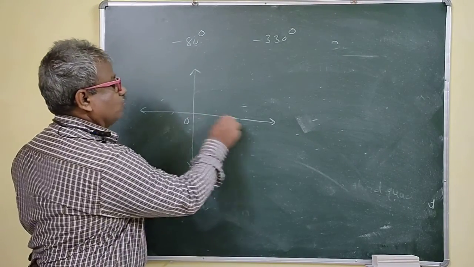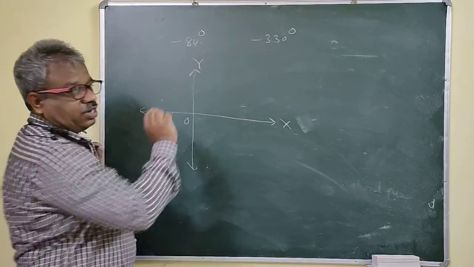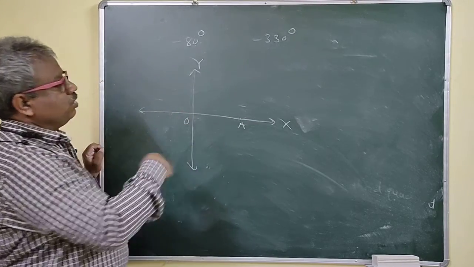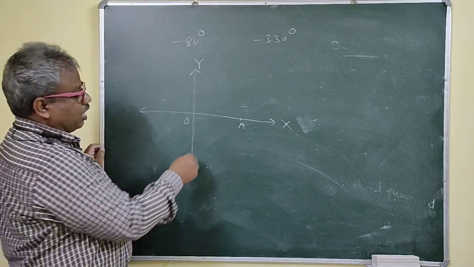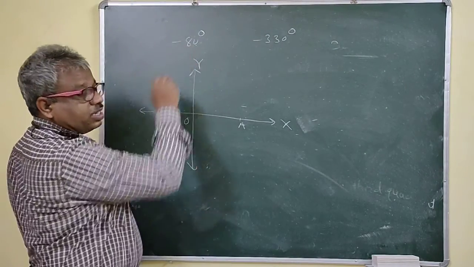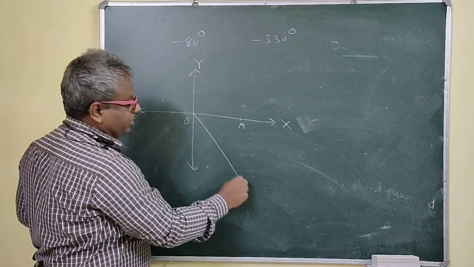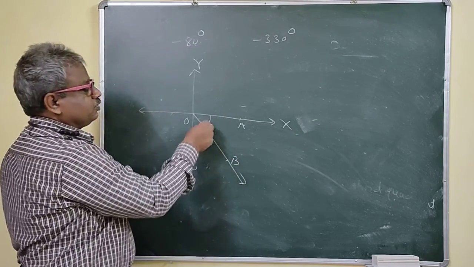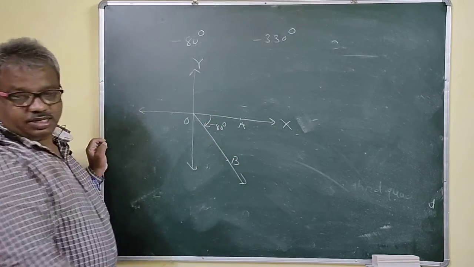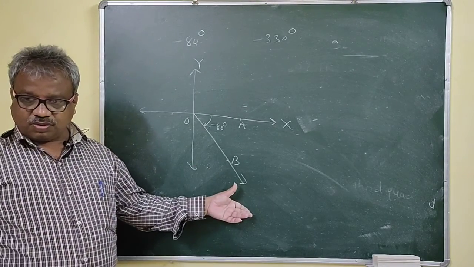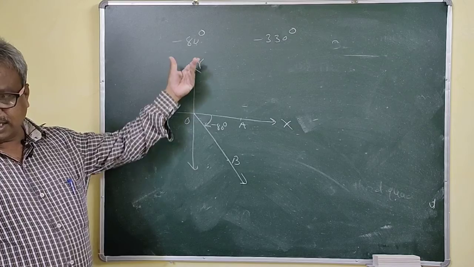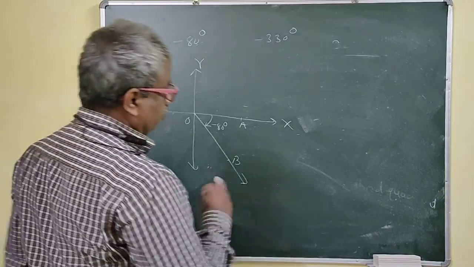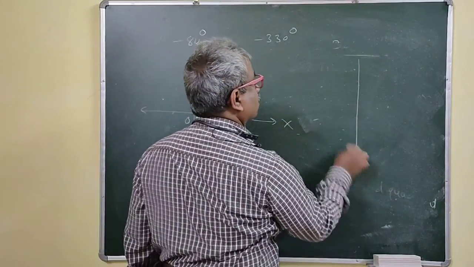So this is O. First we write O, X and Y. Then we write here A; this is the initial arm, right? Minus 80 is in the clockwise direction. This is 90 degree, and this is 80 degree, so you will be here. This will be your B, and this angle is minus 80 degree. Now where is the terminal arm? In the fourth quadrant, right? So the terminal arm of angle minus 80 degree is in fourth quadrant. Therefore minus 80 degree is in fourth quadrant, right? Then we'll go to 330 degree. So we draw the figure for 330 degree.